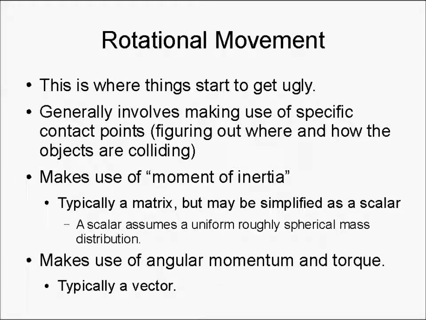Rotational movement. This is where things start to get ugly. Generally involves making use of specific contact points, figuring out where and how the objects are colliding. Makes use of moment of inertia. Typically a matrix, but may be simplified as a scalar. The scalar assumes a uniform, roughly spherical mass distribution. Makes use of angular momentum and torque. Typically a vector.